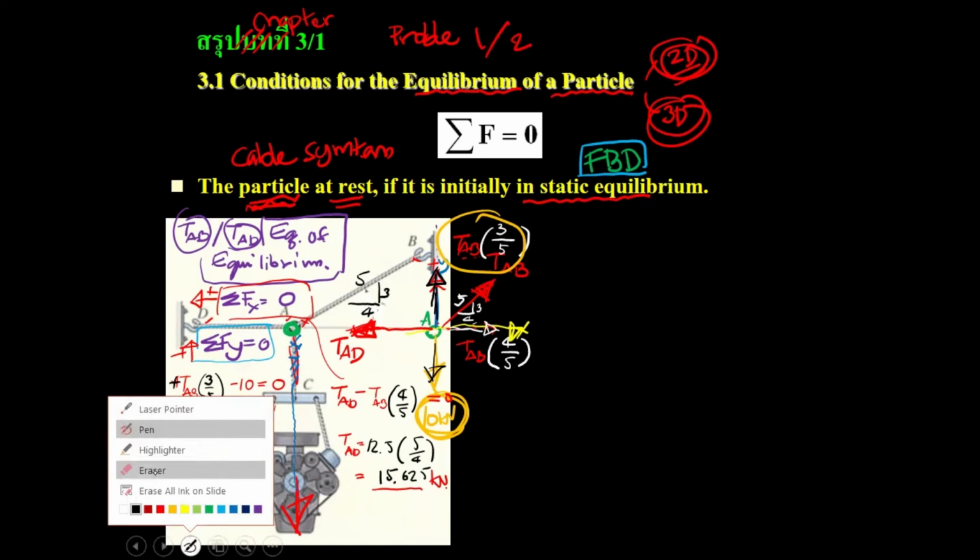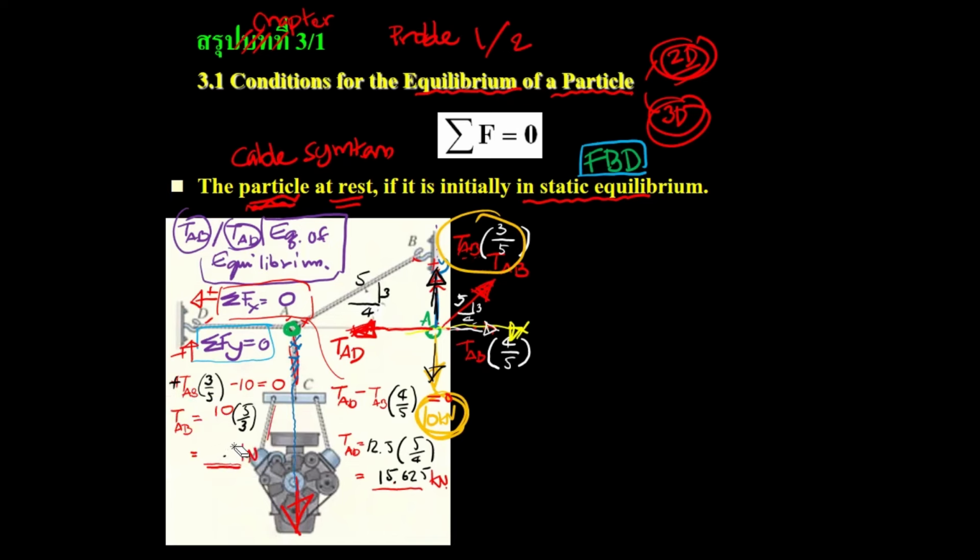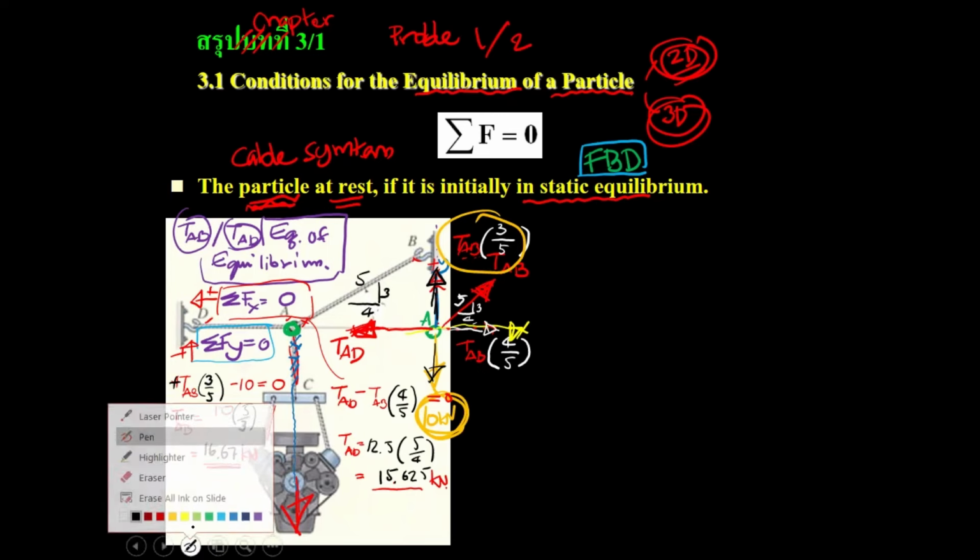This one should be what? 50/3. It's going to be 50 divided by 3, which is 16.67 kilonewton. Okay, now here you have to check it.